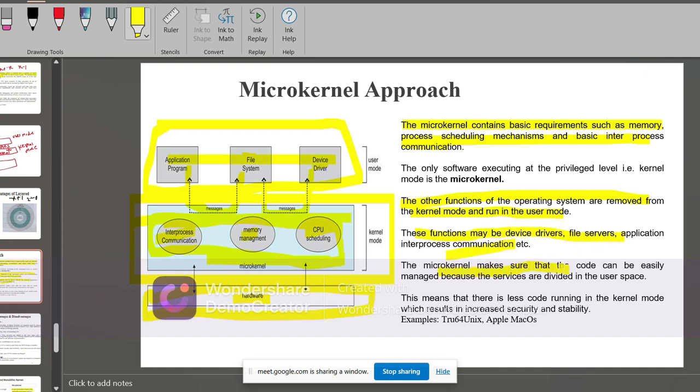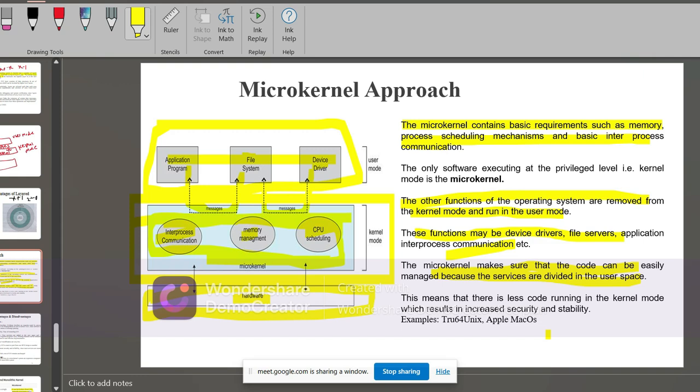And these functions can be, maybe, device driver. Microkernel makes sure that the code can be easily managed because the services are divided into user space. This means that less code is running in the kernel mode, which results in increased security and stability. Examples: Apple macOS and L4 Unix. These are the two examples of the microkernel approach.